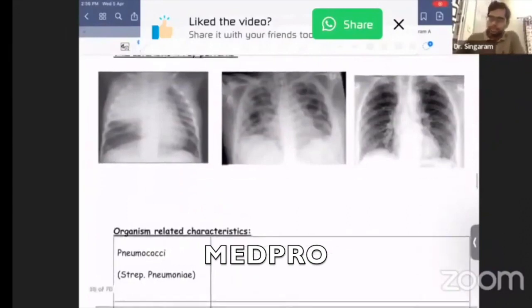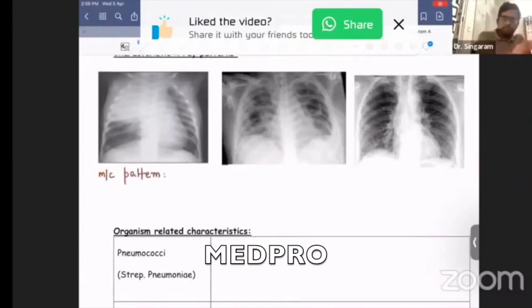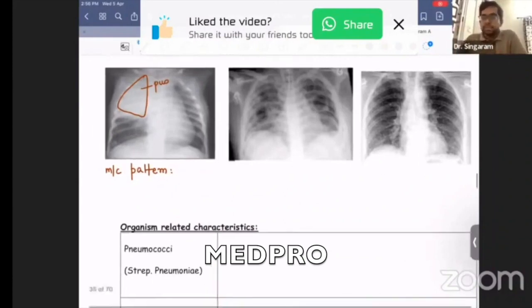This first X-ray here is the most common pattern. What you can see is this one area is fully whitish in color. That white color represents nothing but the pus in that particular area, and you will see the pus as just a white color in the X-rays. Whenever a radiologist sees this X-ray, they are not going to give a diagnosis or a name such as pneumonia. What is the word they will use? They will use the word consolidation.